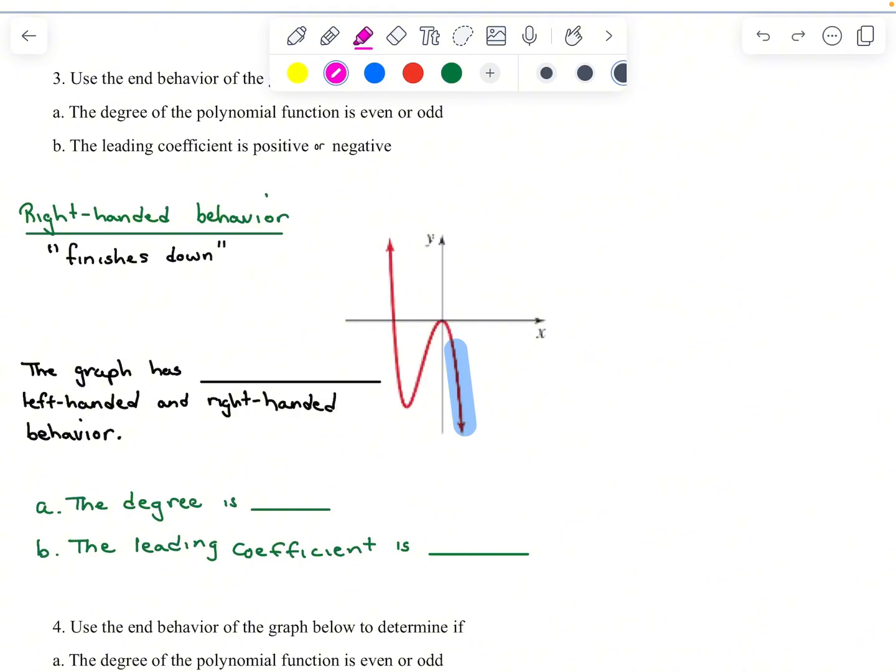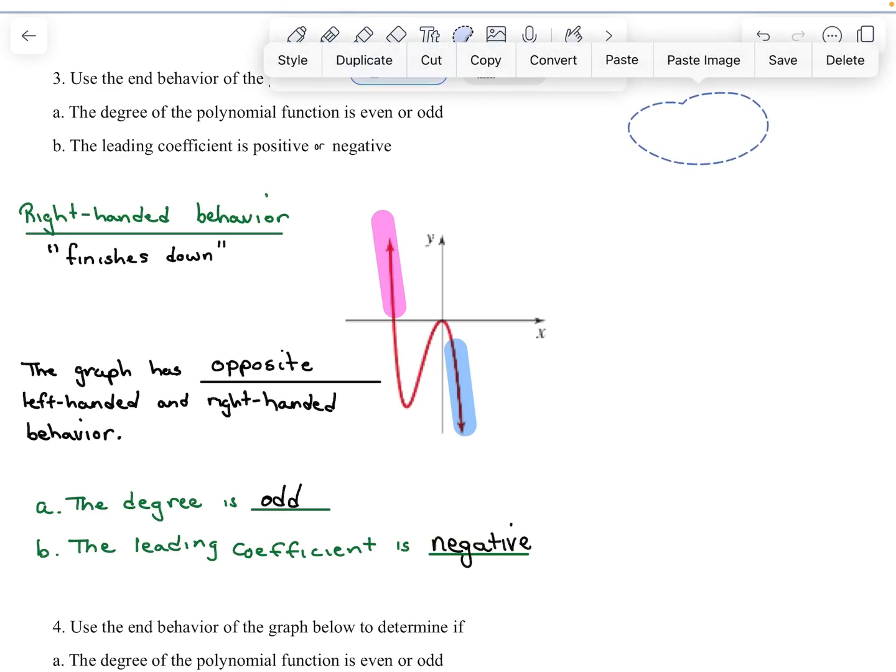down. If we look at the left-handed behavior, the function increases forever. This means the graph has opposite left-handed and right-handed behavior. Now from this information, we can identify the degree of the polynomial and the sign of its leading coefficient. Since the right-handed behavior finishes down and the graph has opposite left-handed and right-handed behavior, we can state that the degree is odd and the leading coefficient is negative.